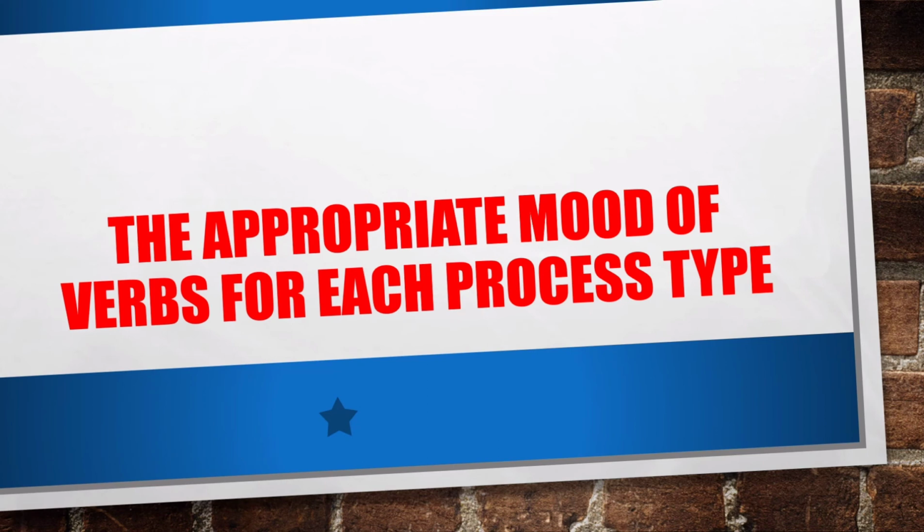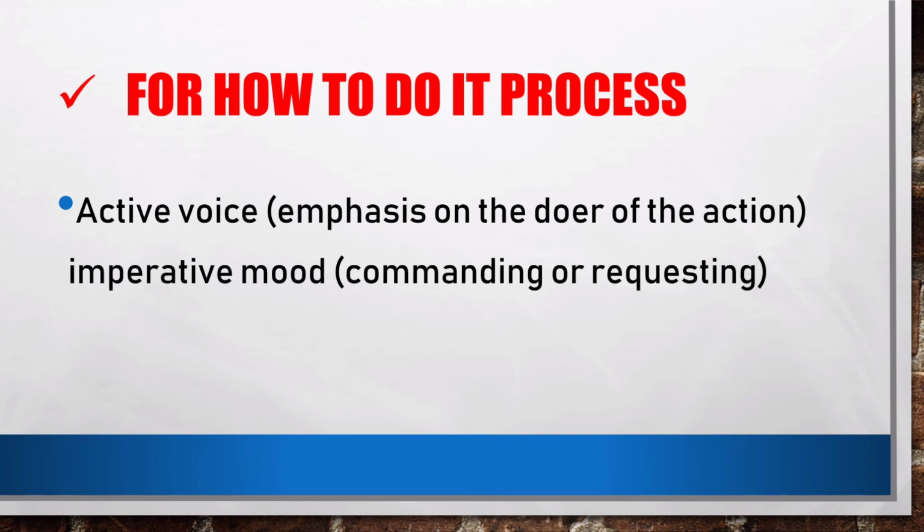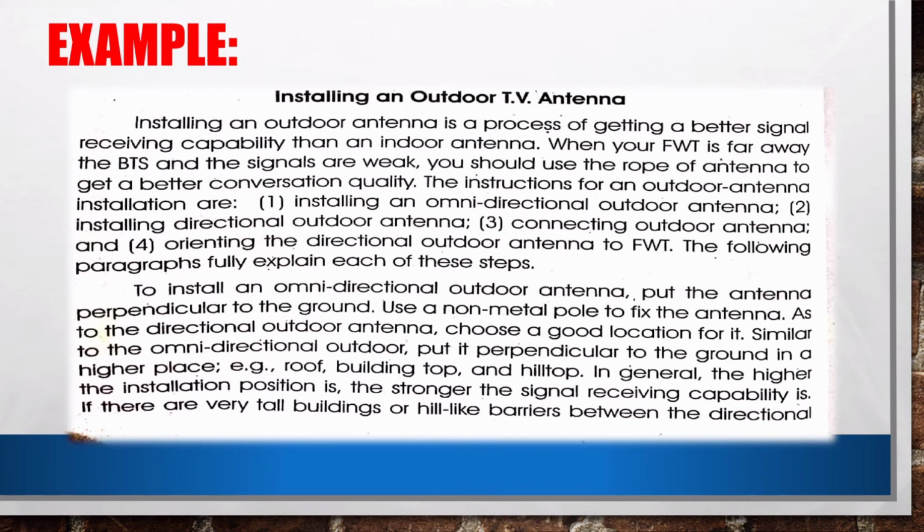Now let's move on to the appropriate mood of verbs for each process type. Let's start with the how to do it process. How to do it process utilizes active voice and imperative mood. How to do it process uses active voice because its emphasis is on the doer of the action, and it also uses the imperative mood of the verb. If we read the whole content of the example, we will notice that it is an imperative mood of verb because it is commanding and instructing the doer of the action. It also uses active voice because it gives emphasis on the one who will do the action or perform the action.